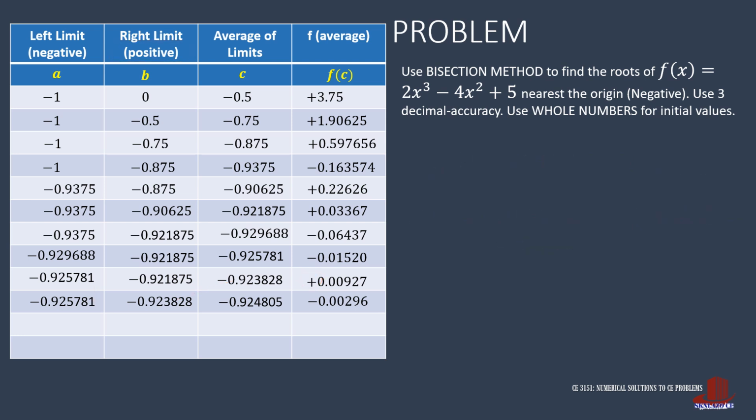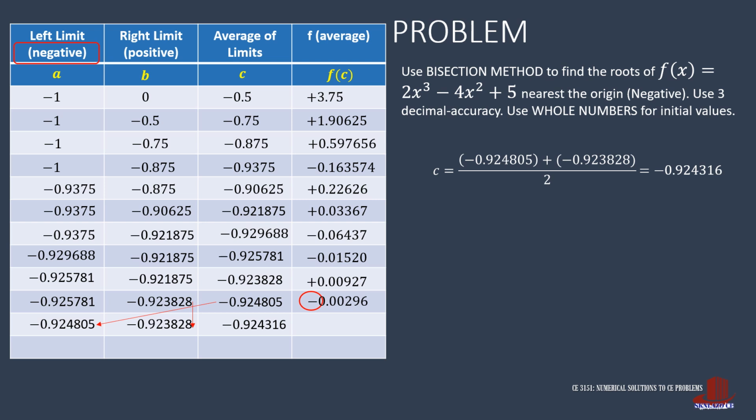The next iteration follows the same process. Take note of the negative f of c, saying that c should replace a. Then b is carried down. The average of a and b is half of negative 0.924805 plus negative 0.923828, which gives negative 0.924316. F of c is then computed as twice of negative 0.924316 cubed minus 4 times of negative 0.924316 squared plus 5, resulting to positive 0.00316.